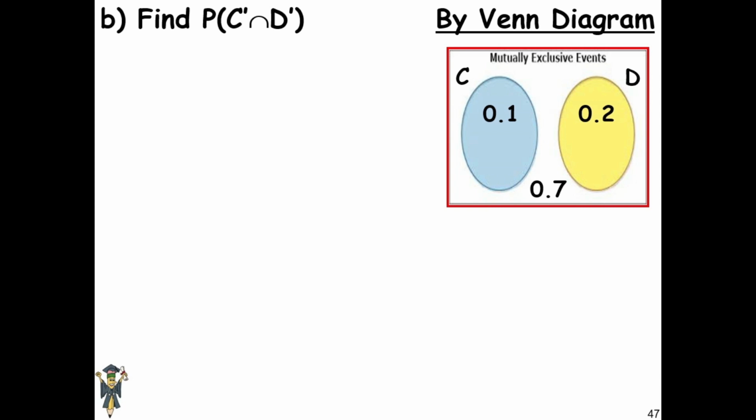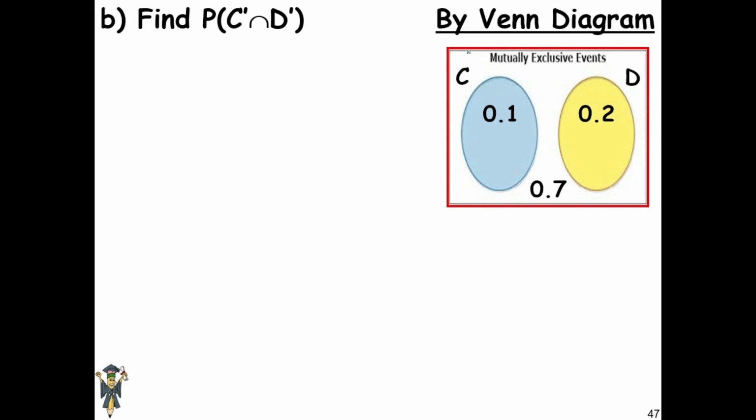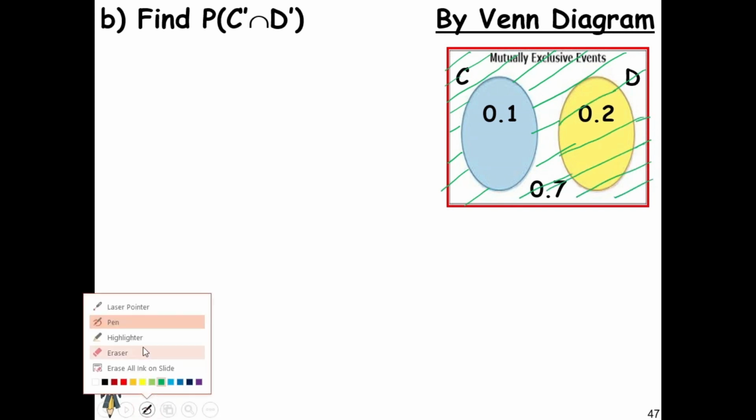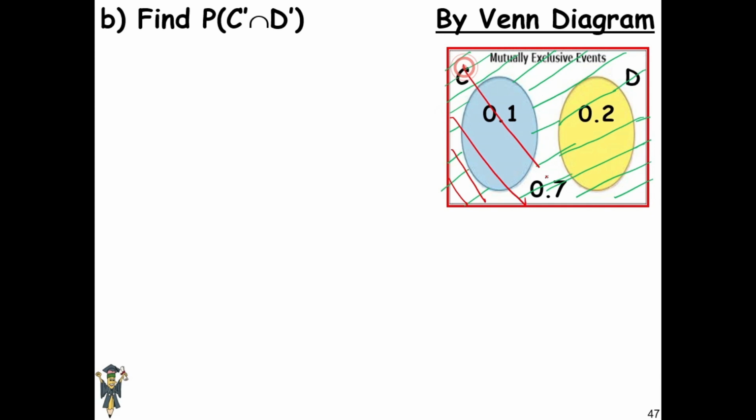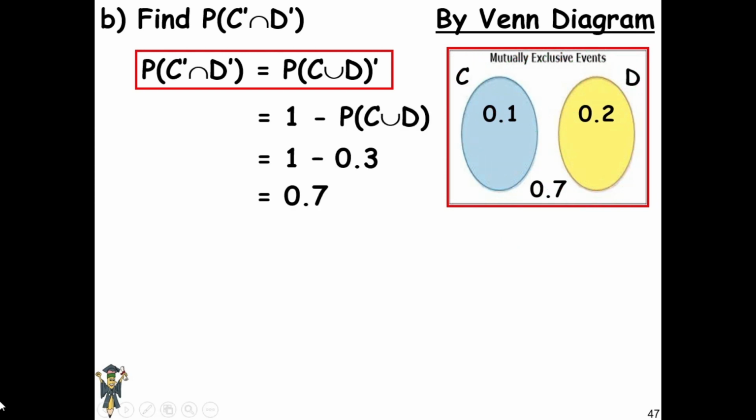Now take a look at C prime and D prime. Where is the region inside the Venn diagram? C prime means the area outside C, while D prime is the area outside D, including C. The intersection means we have to find the area where both overlap each other, which is outside C and D. Therefore, it is 1 minus P(C union D), which is 1 minus 0.3 equals 0.7.